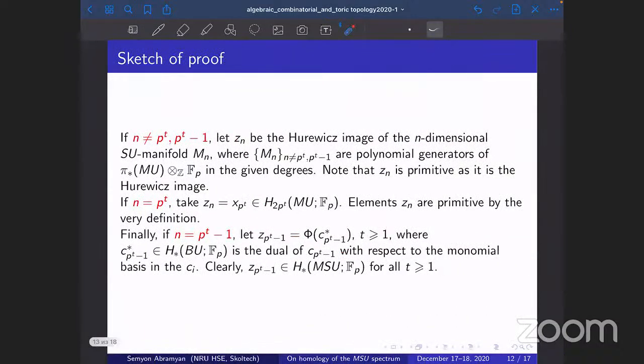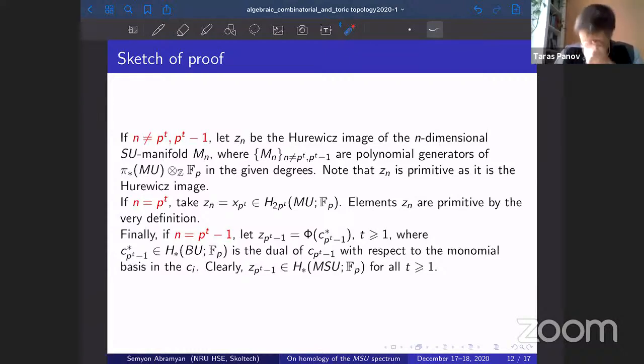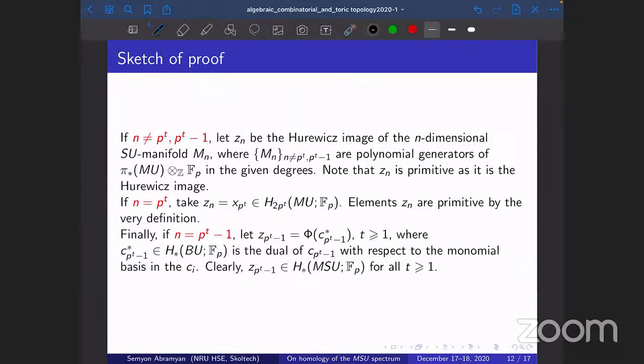Okay. So I want to give you a sketch of the proof of this theorem, and I guess I'll spend 5 minutes on that, and then I will state the theorem. Now I want to pick good z_n to be polynomial generators of MU homology. So if the degree is not equal to p to the power t or p to the power t minus 1, I can take z_n to be the Hurewicz image of the polynomial generators of the mod p complex bordism ring.